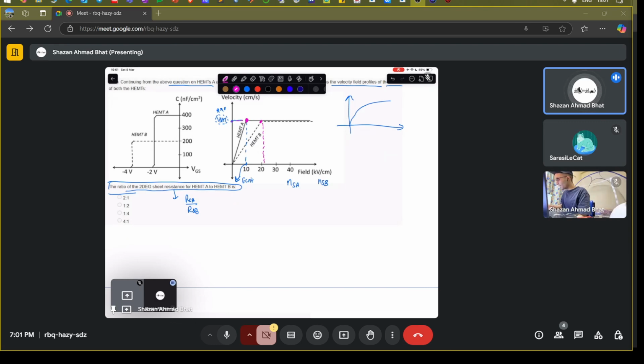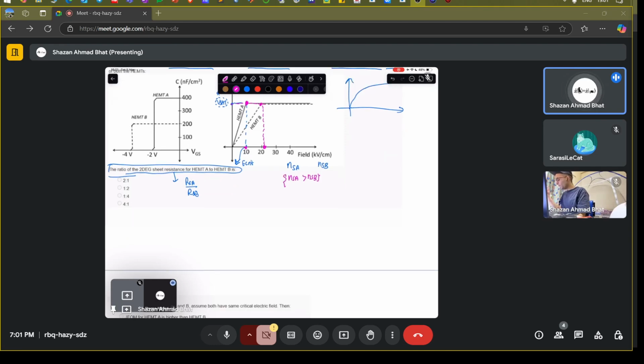The critical velocity attains the same value, but they have different critical field values. For HEMT A, the lower critical field gives you the maximum saturation velocity. That means it should have a higher concentration of electrons. So the concentration of 2D charges, the 2D sheet electrons, is more in A compared to that of B. If you have more concentration in A than in B, that naturally means the resistance of A should be less than the resistance of B.